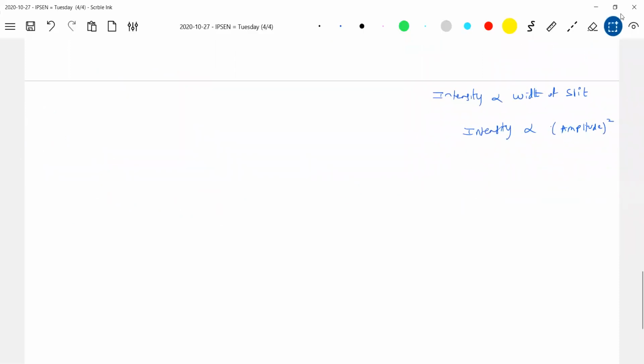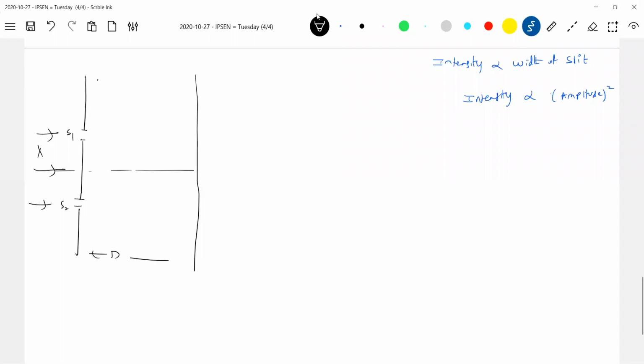Let's see that one. If I vary the width of the slit, we'll just double one of the slits. We'll see what conditions come. Initially, we have S1 and S2. A monochromatic ray of light is incident. Again, the condition is the same: d very much less than D.